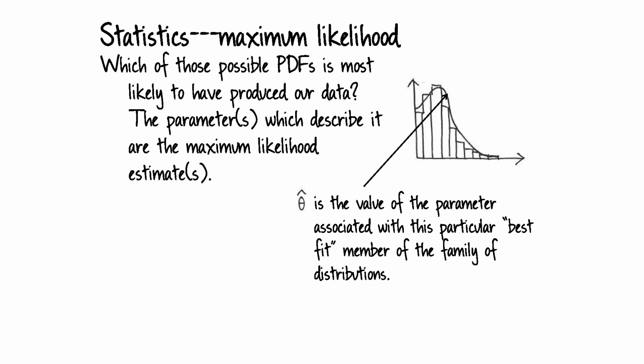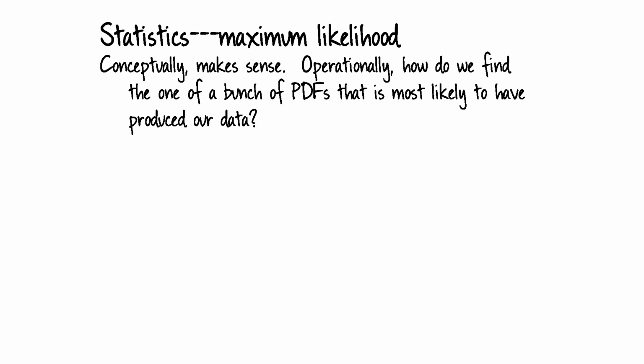Okay, so is that concept clear, even if you don't know how to find that yet? Okay, so conceptually it makes sense, or at least I hope it does. Operationally, how do we go about this? How do we find the one of a bunch of PDFs that's most likely to have produced our data?